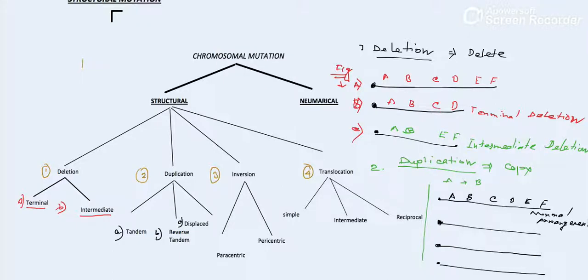If the duplicated part is like AB, CD and EF, the genes A and B are present in a repeated fashion, but in the normal arrangement they are present only one time. But here in figure A, we can see that the gene is present two times. This kind of duplication is called a tandem duplication.